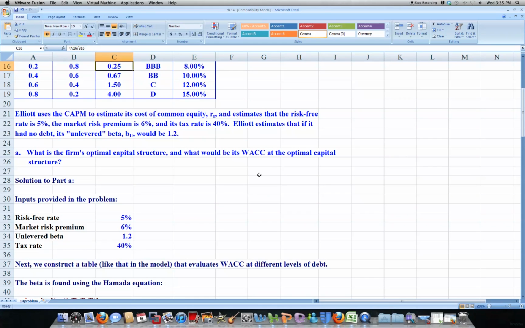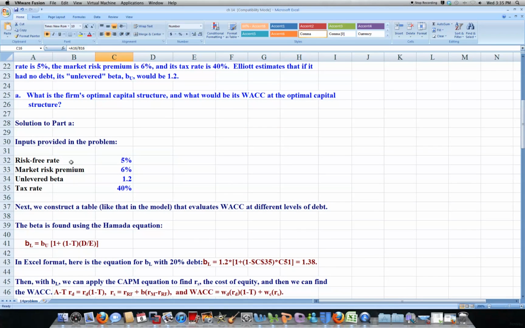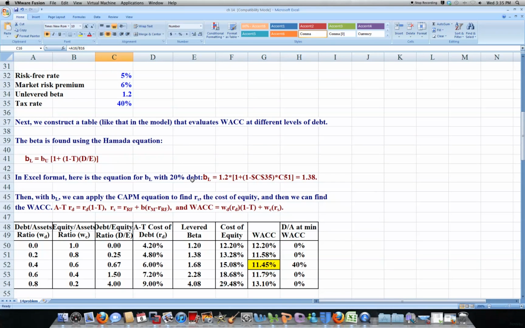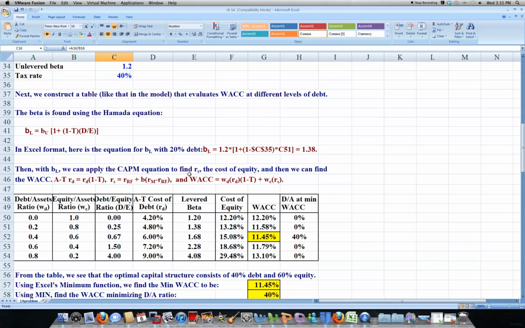Elliott uses the capital asset pricing model to estimate its cost of common equity, and it estimates that the real risk-free rate is 5%, the market risk premium is 6%, and the tax rate is 40%. Its unlevered beta is 1.2. So what's the firm's optimal capital structure? You need to make your inputs like this: a risk-free rate, market risk premium, unlevered beta, and tax rate. Now we're going to use the Hamada equation, where the levered beta equals the unlevered beta times 1 plus (1 minus the tax rate) times our debt to equity ratio.